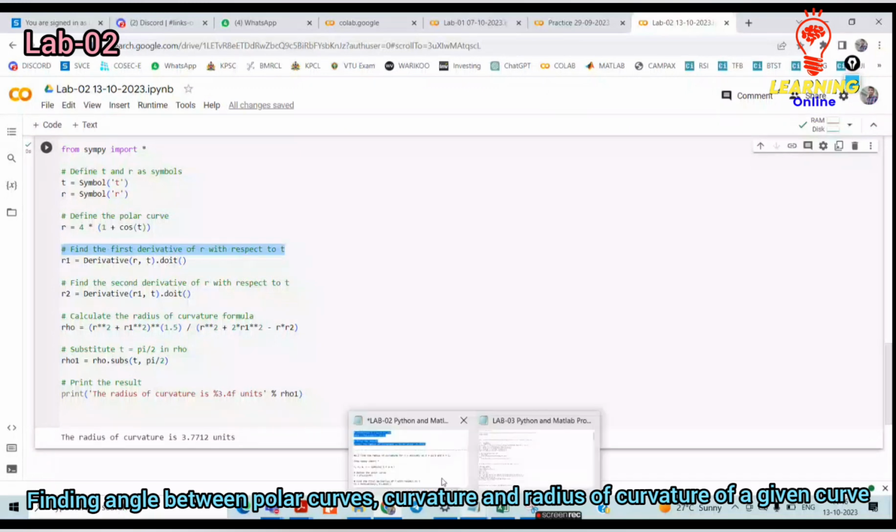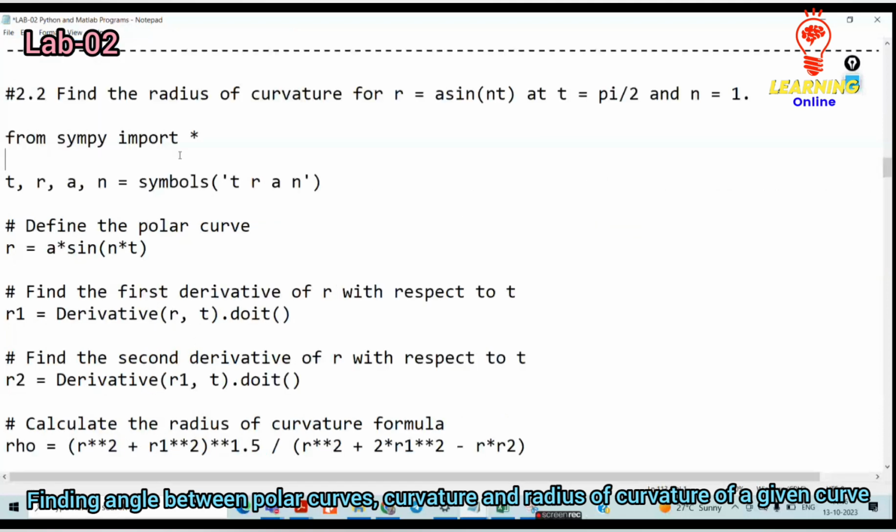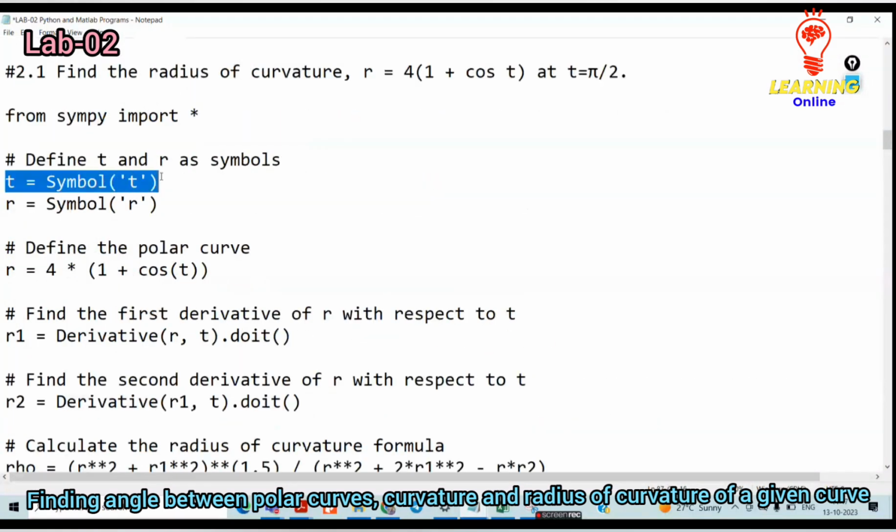Hope it is clear. Now the second one, a sine of nt. What it means? Sine inverse functionality we got, corresponding to t equal to pi by 2. N is the multiplication factor for the particular parameter, n equal to 1. They are defined. For this, how many variables are there here? One is time, t, another one is r, radius. A is the multiplying factor for this sine. Then n is the multiplying factor within that expression with respect to t. These are all symbols. Collectively also you can define, separately also you can define one by one, as you wish. There is no restriction. You will get the output itself.